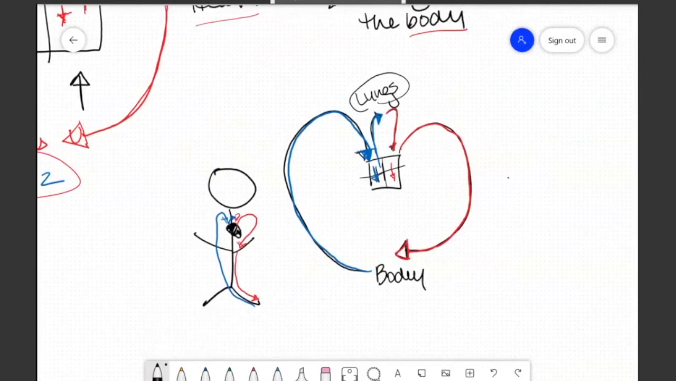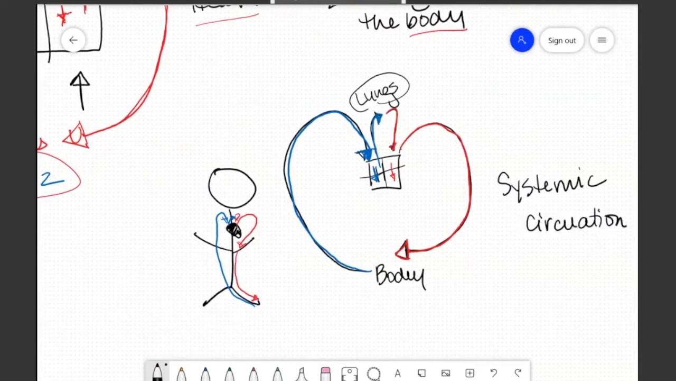So this is going to be your systemic circulation, where you're carrying oxygenated blood from inside the heart to the body, and then you're going to have the pulmonary circulation, where you're carrying the blood from the heart to the lungs and then back. So this is the process and how those two systems actually work.